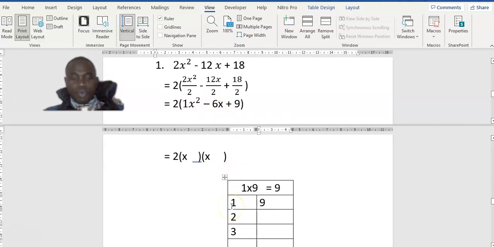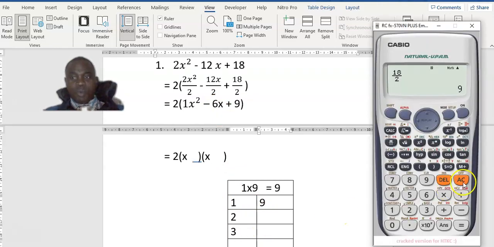Alright, let's see whether it is going to give us the 1 in the middle. 1 plus 9 is what? 10. It doesn't satisfy this minus 6. So negative 1 minus 9 gives us minus 10. Is it the same as this one? No. We can't use this.